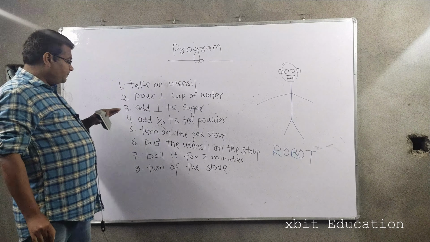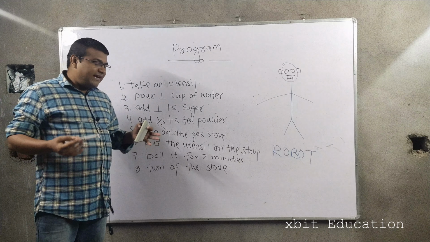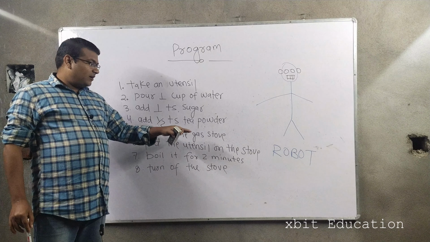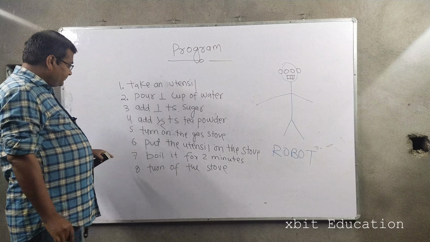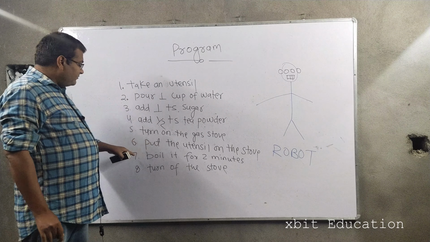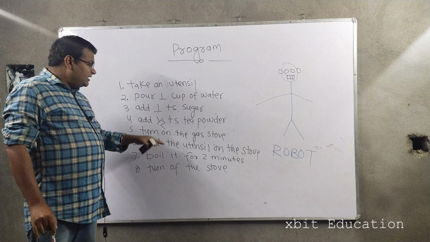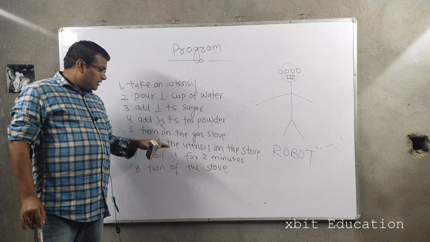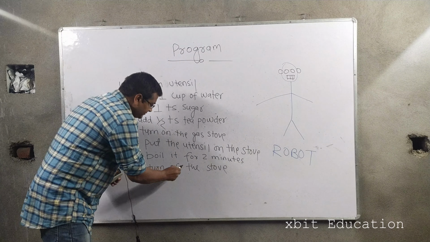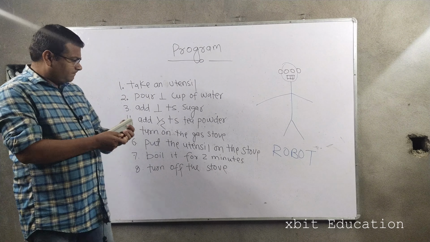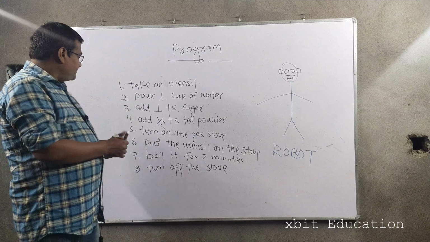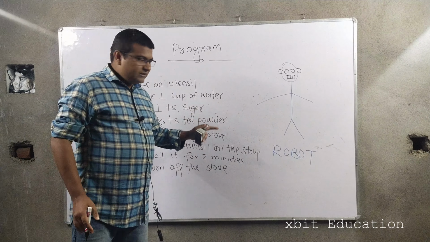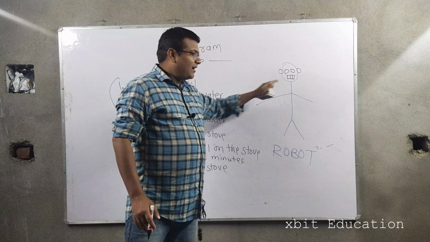Then the fifth command will be: turn on the gas or stove. Then the sixth command will be: put the utensil on the stove. Then the seventh command will be: boil it for 2 minutes. Then we will say: turn off the stove. By following these 8 commands, we can prepare a cup of tea with the help of the robot.